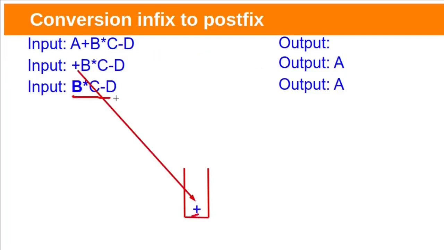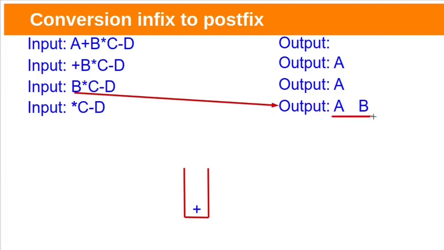So this is our input. B is an operand, so add it to output. Here we have A and B in our output string. Now this is our input. Here the next token is an operator again. Assume it as operator O1.